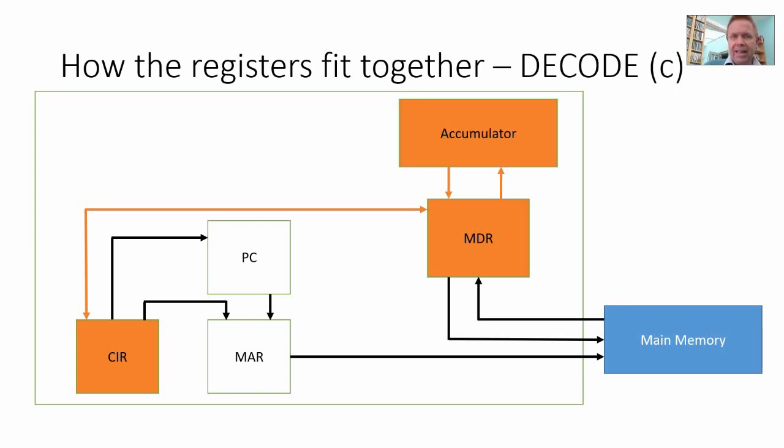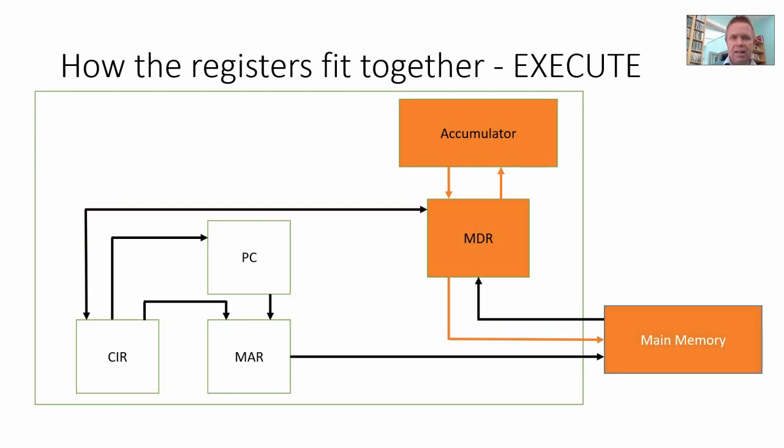And most likely, if that is the case, then this third option, which tends to follow from the second option, is that the memory data register would copy something into the accumulator. And now we're coming to the end of the decode phase, and that just leaves us the execute phase.